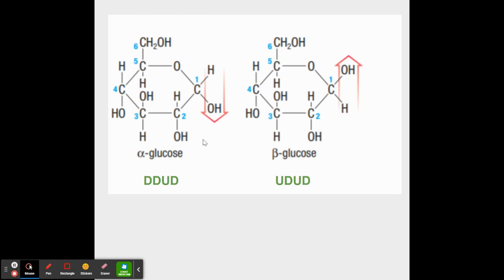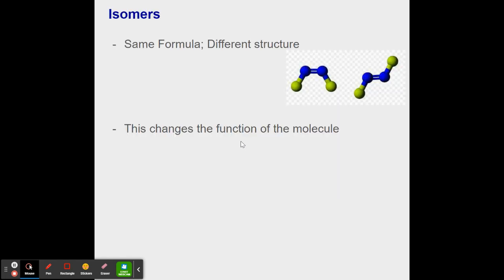Like I mentioned before, they do have the exact same chemical formula. However, their function is going to be a lot different, and that makes them isomers of each other. Because they're isomers, they have the same formula, but a different structure. This changes the function of the molecule. Just because that OH, that hydroxyl group, is facing up on the beta, it actually changes the function of that particular glucose. It may not seem like a lot, but it does.